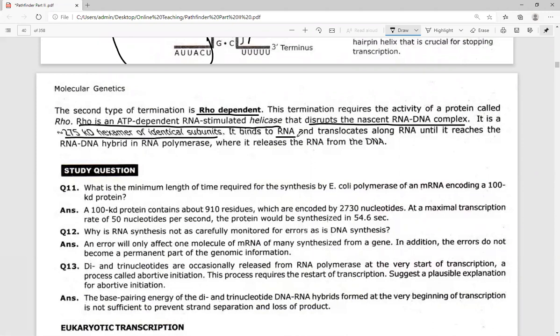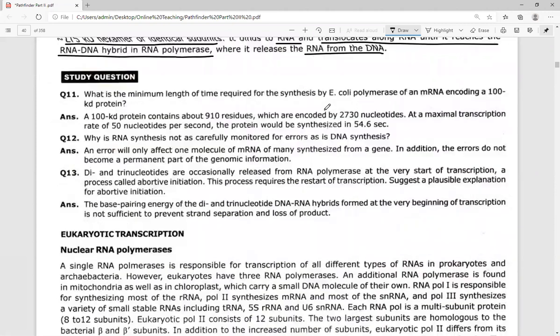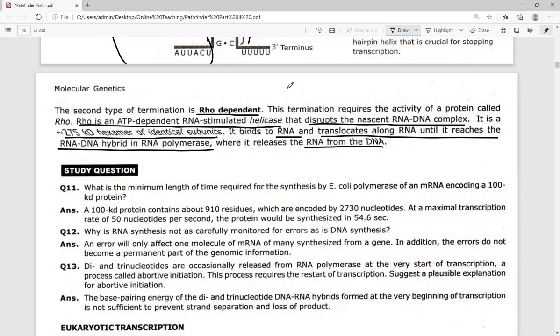It binds to RNA, translocates along the RNA until it reaches the RNA-DNA hybrid, and then ultimately it is going to release the RNA from the DNA template. So this is how rho is going to be functional.